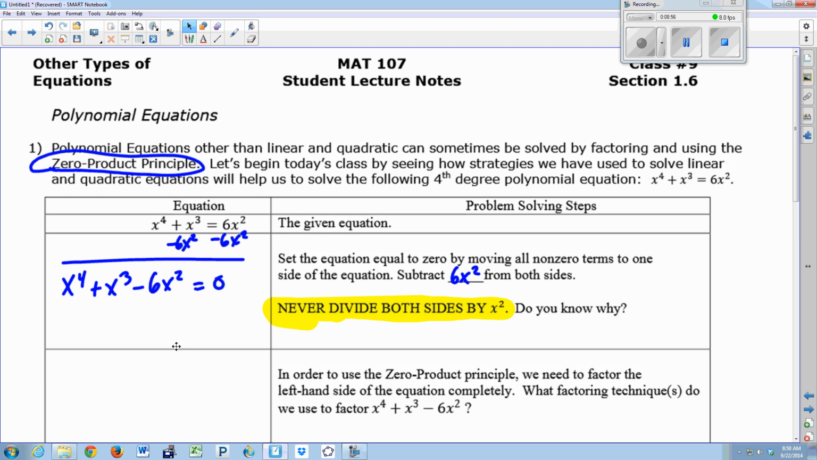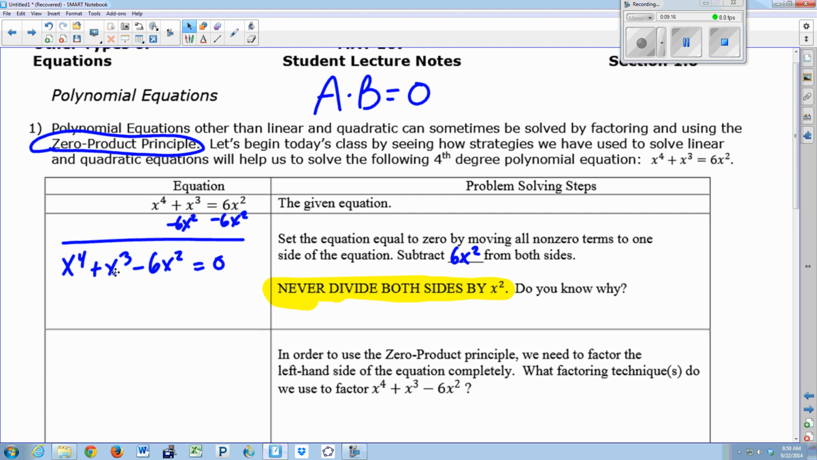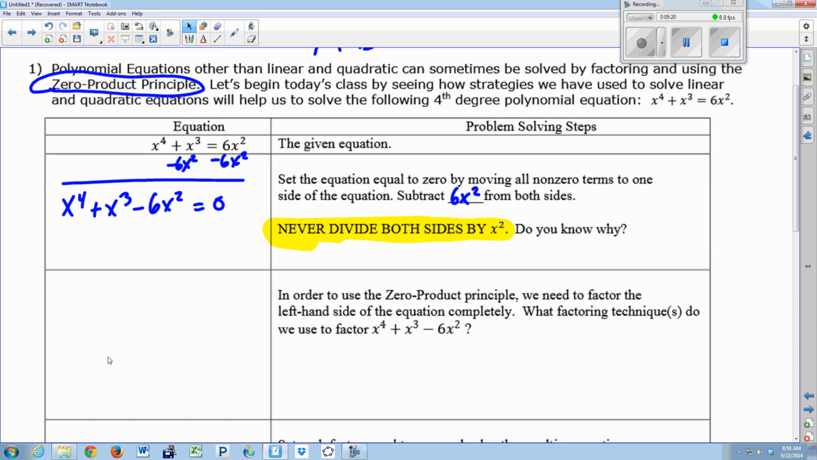So in order to use the zero product principle, which says if you multiply 2 things and get 0, we know something about each of these quantities. Each has to be 0 individually, or they can both be 0. So right now our job is to factor this. Well, this isn't a typical factoring problem like x squared plus 5x plus 6. This is where you need to factor this using a technique that we almost always forget about.